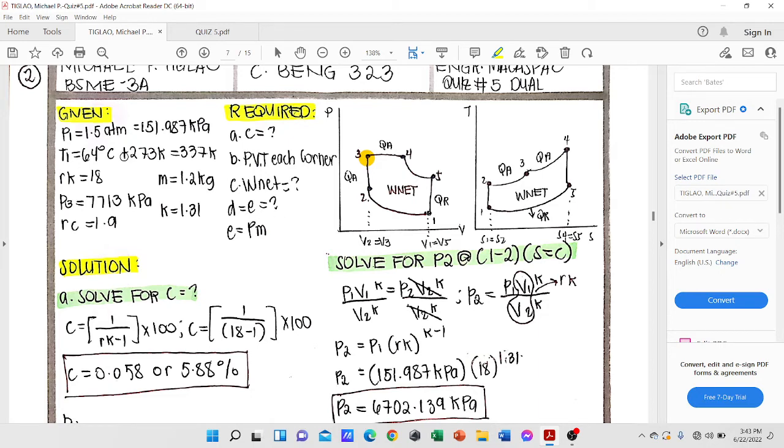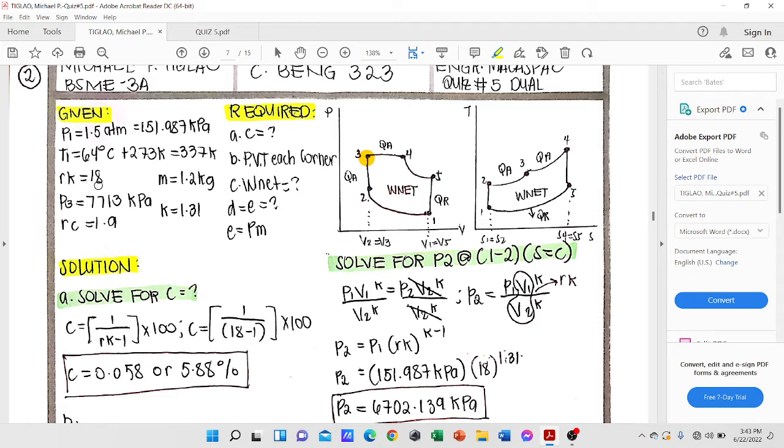First, our given, right? Let me repeat: we have pressure 1 of 1.5 atm. So we need to convert it into kilopascal. So 1.5 atm is equal to 151.987 kilopascal. Then temperature 1 is not yet in absolute value, so I added 273. Therefore, temperature 1 is equal to 337 Kelvin.